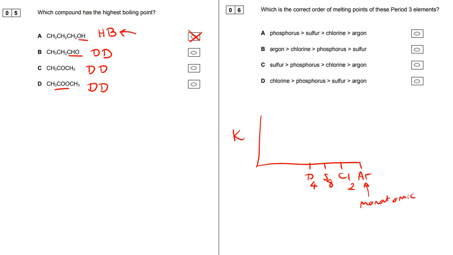They are all molecular apart from argon, and therefore we're just focusing on the van der Waals forces between molecules, or between atoms of argon. Sulfur is the biggest of the 4 substances there, phosphorus is the second biggest, then chlorine, and then argon exists as single atoms. So because sulfur is the biggest molecule, it's got the strongest van der Waals forces between molecules. That means S8 followed by P4 followed by Cl2 followed by Ar, which gives us answer C.